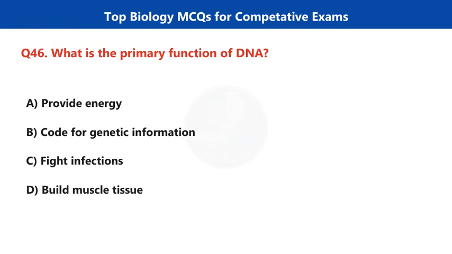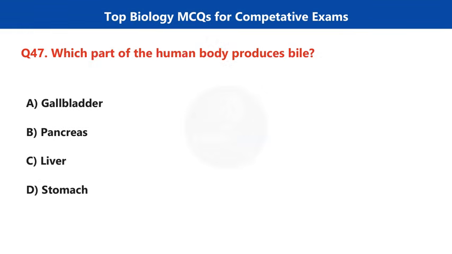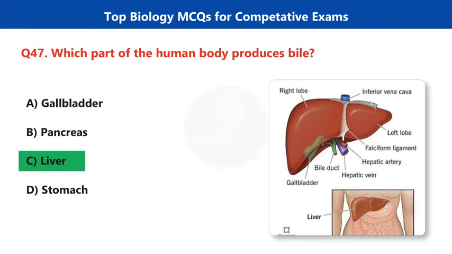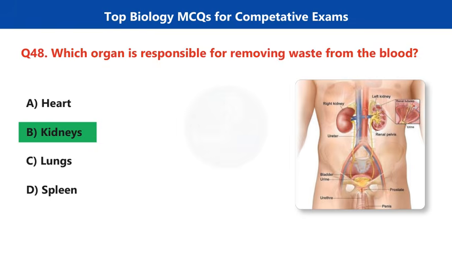What is the primary function of DNA? Correct answer, code for genetic information. Which part of the human body produces bile? Correct answer, liver. Which organ is responsible for removing waste from the blood? Correct answer, kidneys.